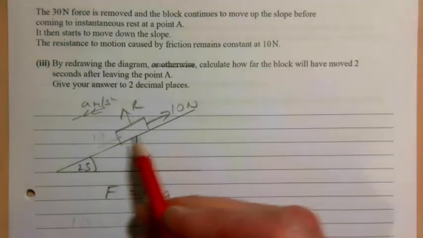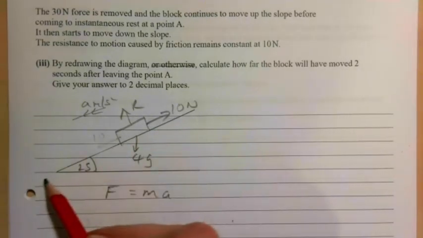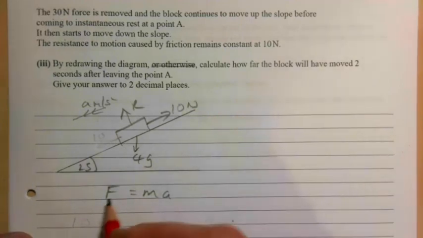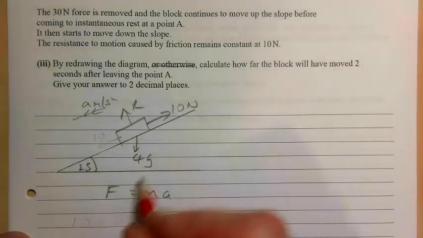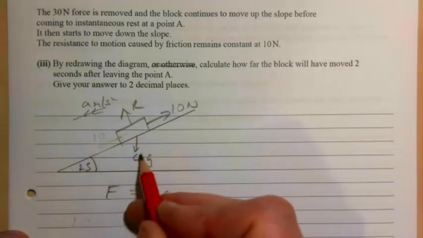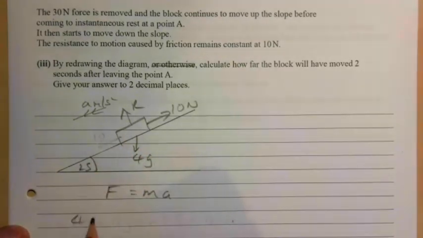Okay, so what's going on? We think it's going to start sliding down the slope with the 10 going this way, so we do F equals MA. What's bringing it down the slope? It's actually the 4G, so it's going to be 4G sine 25 take away 10 equals mass times acceleration, so 4A.